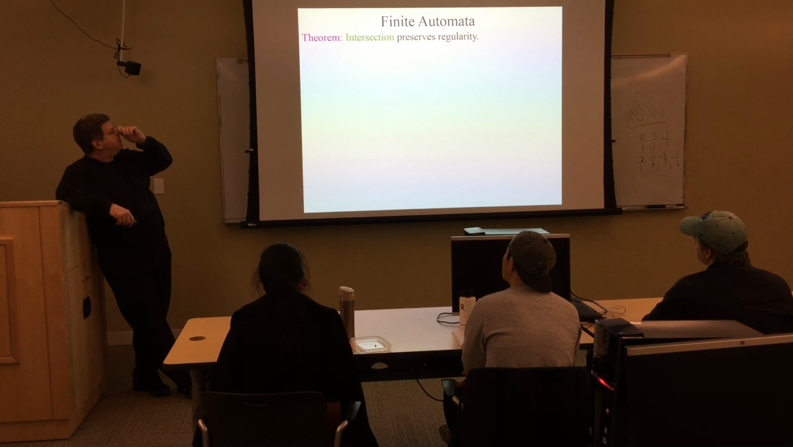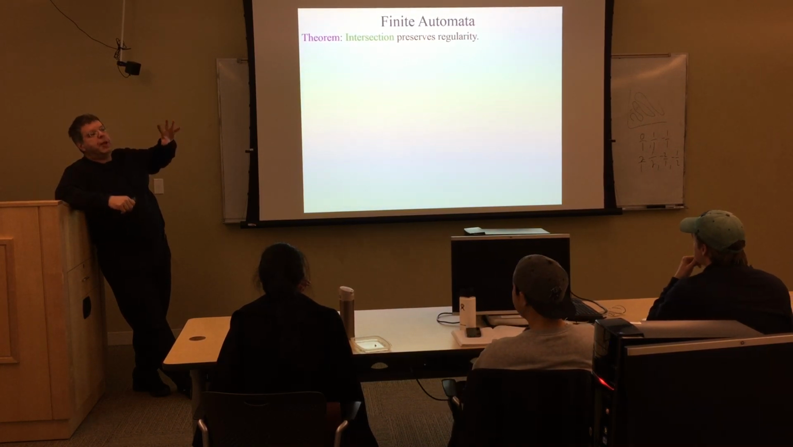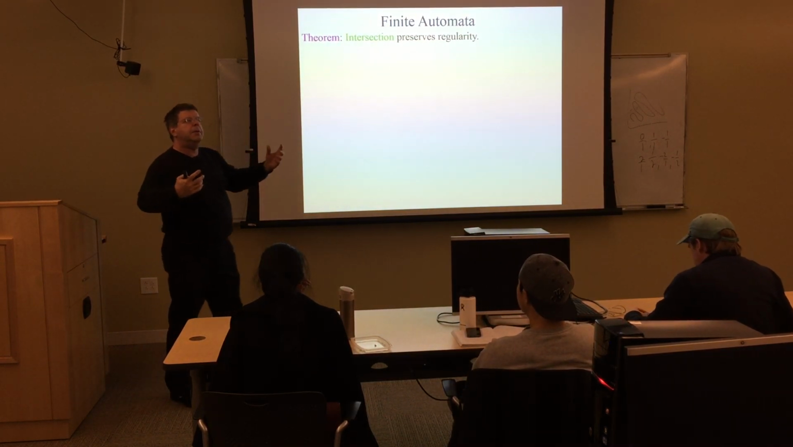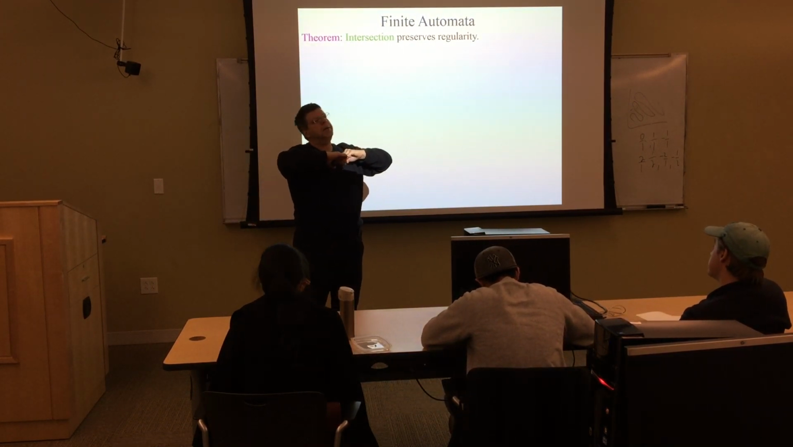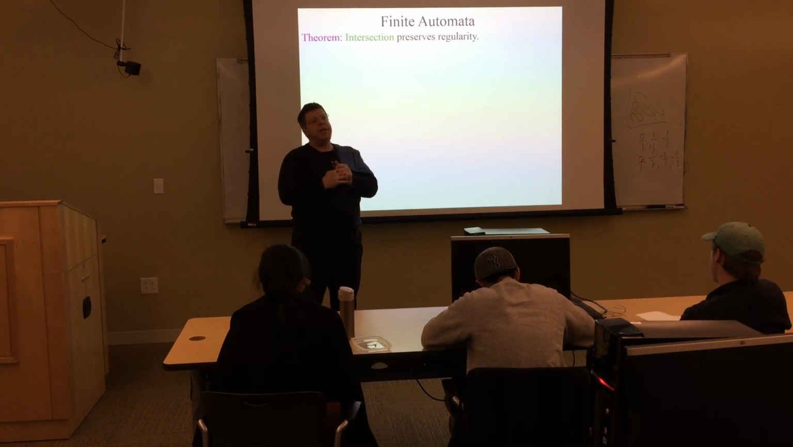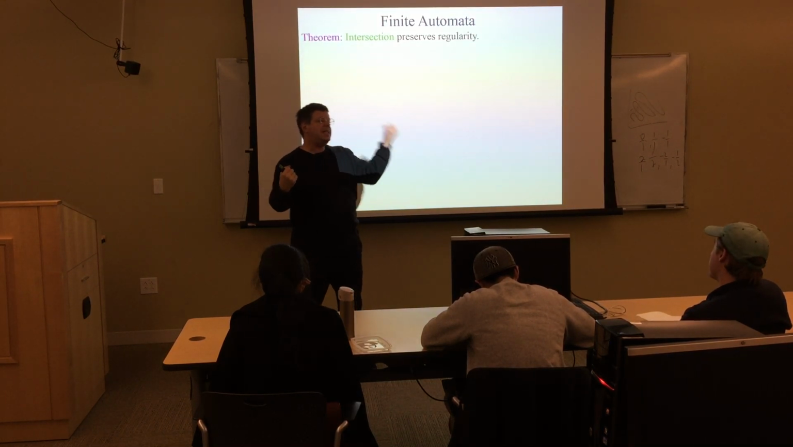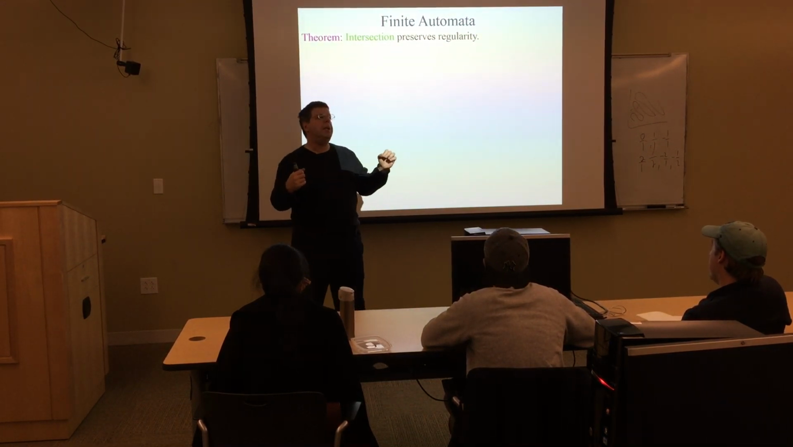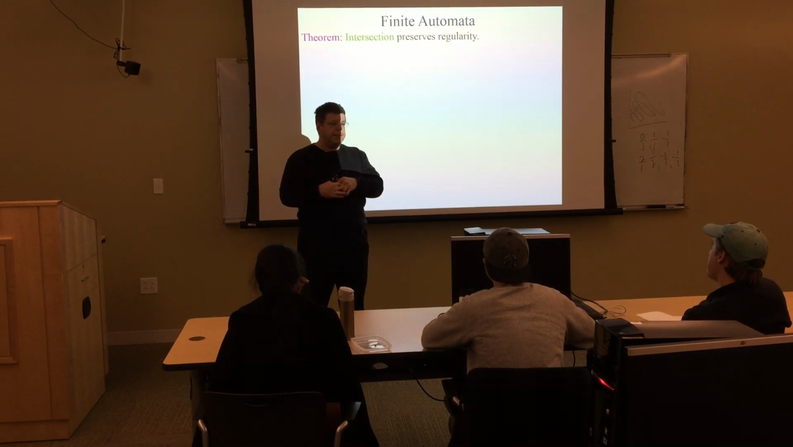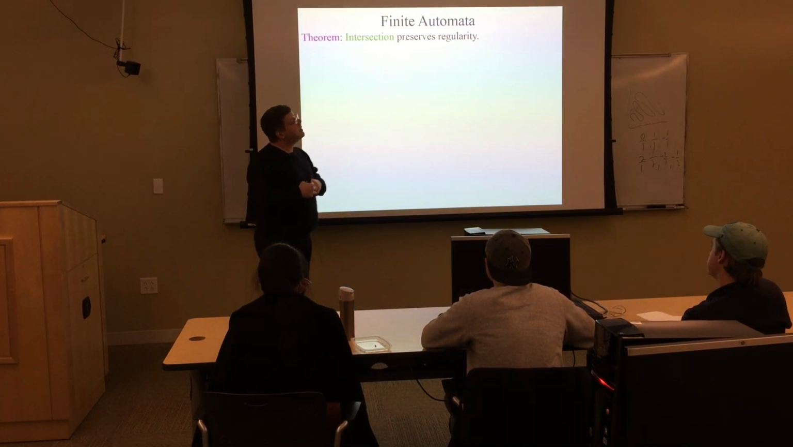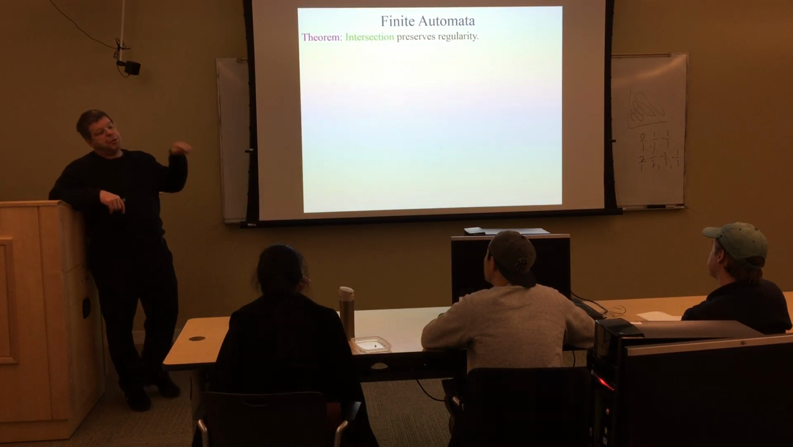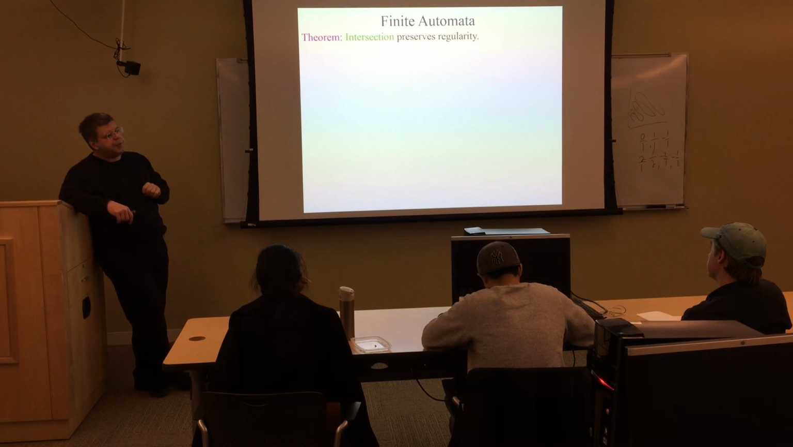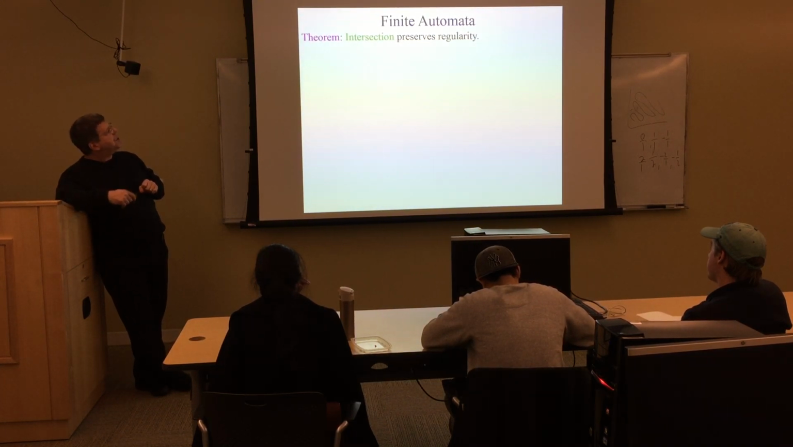So intersection preserves regularity. What does that mean? It means if you have two languages that both are regular, if you intersect them as sets, the intersection is also regular. Another way of saying it, if there's a finite automata that accepts the first language, a finite automata that accepts the second language, there's a third finite automata that accepts the intersection of the two. Okay. It's not obvious. And for some language classes, it's not even true. It happens to be true for regular languages. It's not true for context-free languages, which we'll talk about in a couple of weeks. But it's true for regular languages, that intersection preserves regularity.